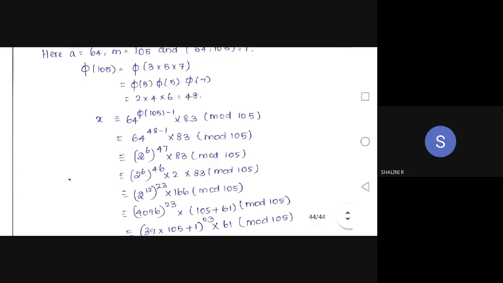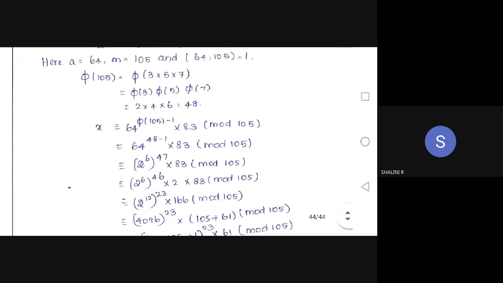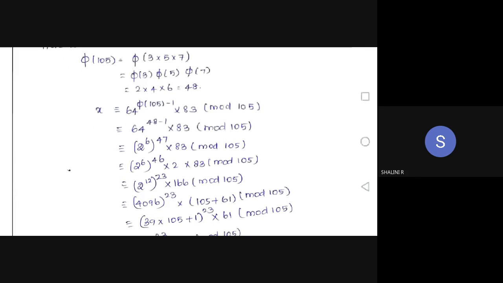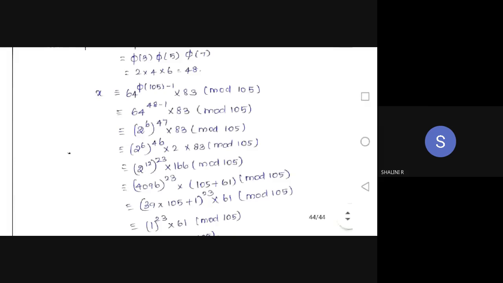So 2 power 12 is 4096, whole power 23 into 166. 166 is the summation of 105 and 61. So 105 plus 61 under mod 105. Now look at the term within the bracket, that is 4096, which can be divided by the mod value 105. At that time you get the remainder 1. So 4096 is congruent to 1 under mod 105.